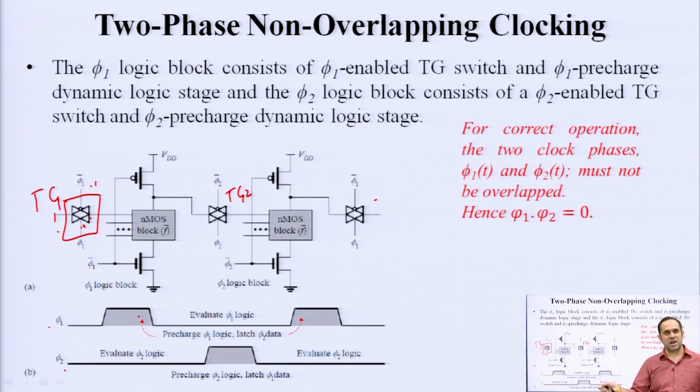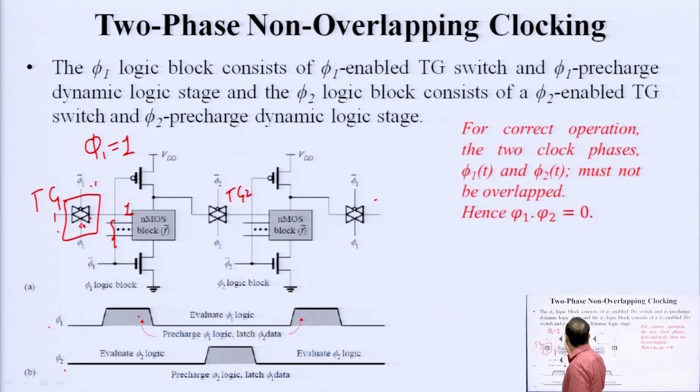Phi 1 goes high, switch 1 is closed, and whatever input is being applied is passed on. So, when phi 1 is high, you get some signal here, say logic 1. This is off here, and this is on here. So, when phi 1 is 1, this is on and this is off. So, this is charging.